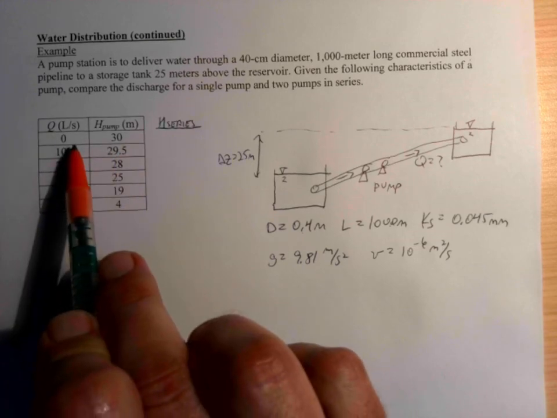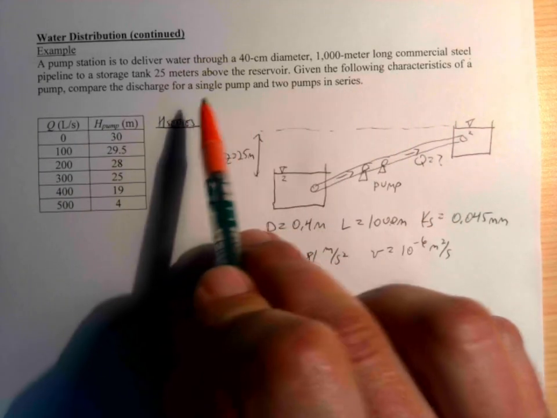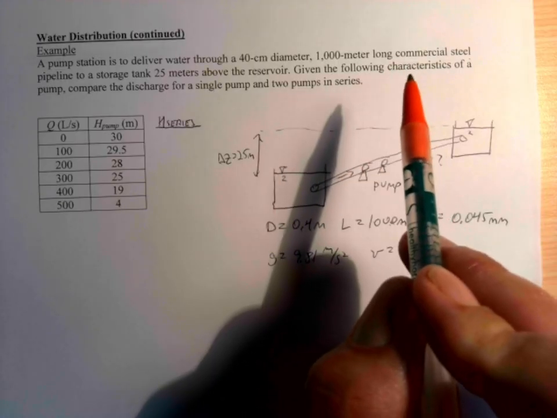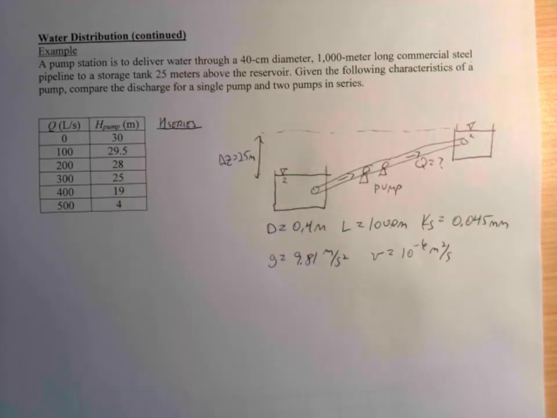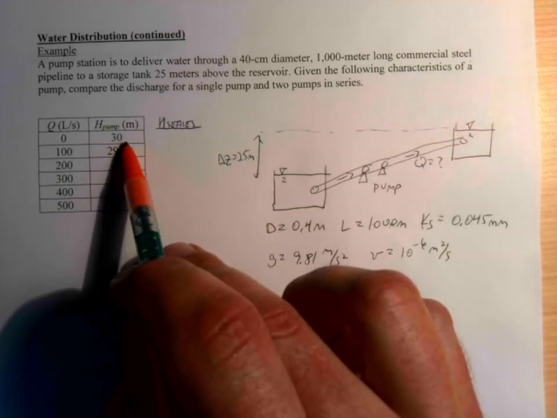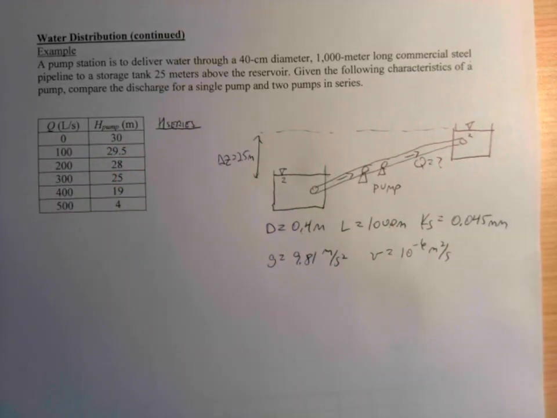And so again, here we're just going to be looking at two in series. You could also do this problem for two in parallel. Again, it's just a matter of coming up with the combined pump curve here. So for two in series, when they're in series, we add heads at a given flow.